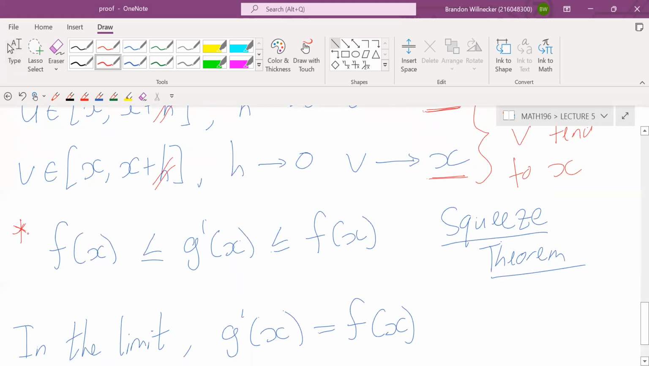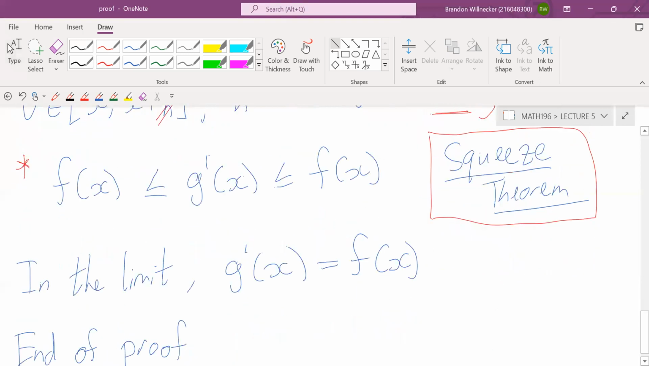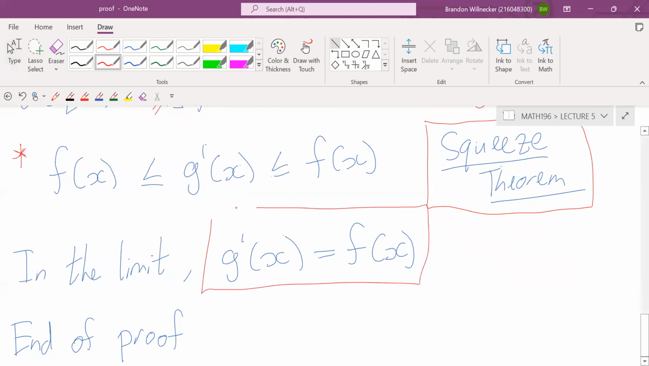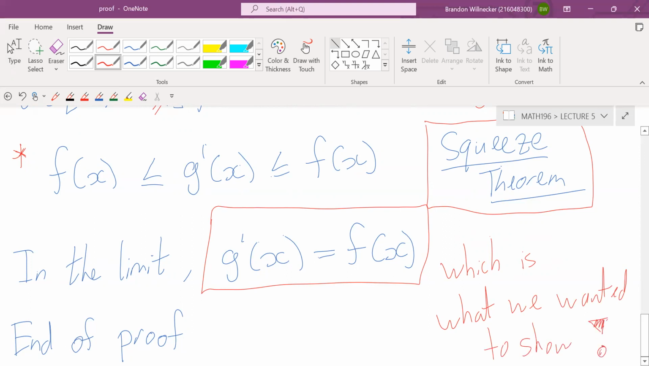So f of u is replaced with f of x, f of v is replaced with f of x as well, which is why we can now use the squeeze theorem, because in the limit, the upper bound approaches f of x, and the lower bound also approaches f of x. So we have that g prime of x is bounded above by f of x and below by f of x. So by the squeeze theorem, we know that in the limit, it must be equal to f of x, which is what we wanted to show. Okay, so that's the end of the proof.